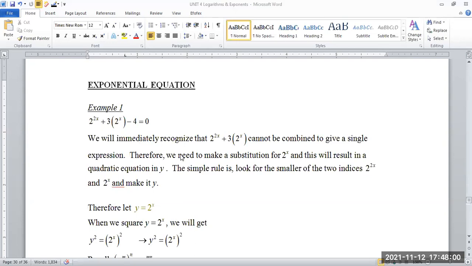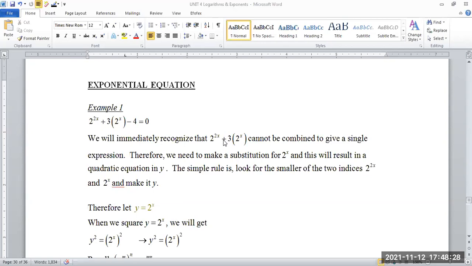So we will immediately recognize that 2 to the 2x and 3 times 2 to the x cannot be combined to give a single expression. There is no way I can combine these two in a single expression. Why, sir? Aren't the bases the same? The base is the same here, 2, and the base is the same here. But this is a number that is being multiplied by the 2. And between the signs, you don't have a multiplication sign or a division sign. You have an addition sign.